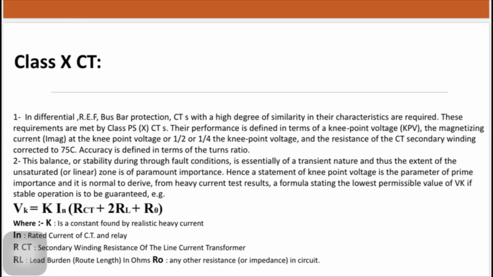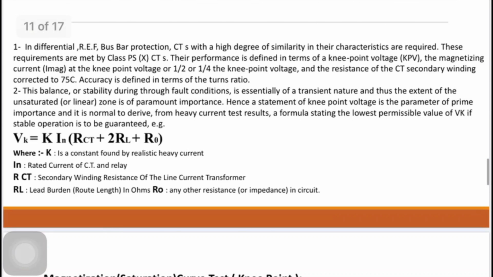VK equals K into IN, the summation of RCT plus 2RL plus R0. The 2RL is because of the length of the wire, two times, both the S1 and S2 connected wires.